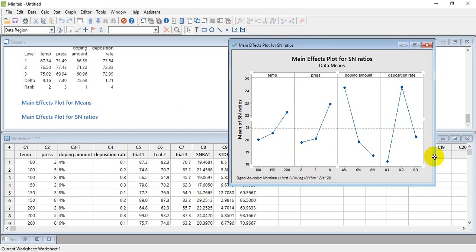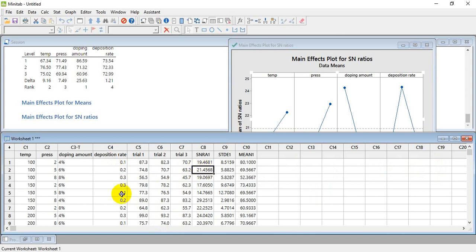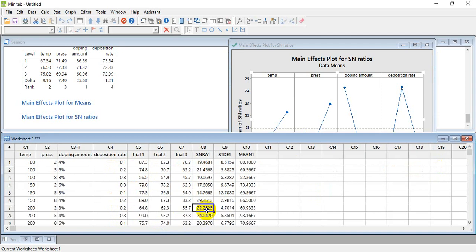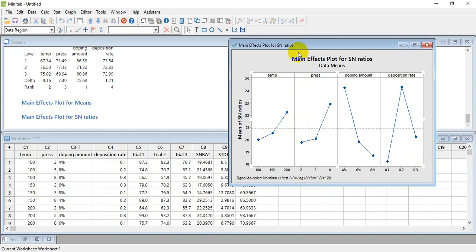If we need deposition rate 0.2, I need 0.2 here: 1 plus 1 plus 1, divided by 3. From here we can take a conclusion of the optimum experiment, which has the maximum signal to noise ratio for each factor: 200 degrees, 8 psi, 4%, and 0.2 milligram per second deposition rate.